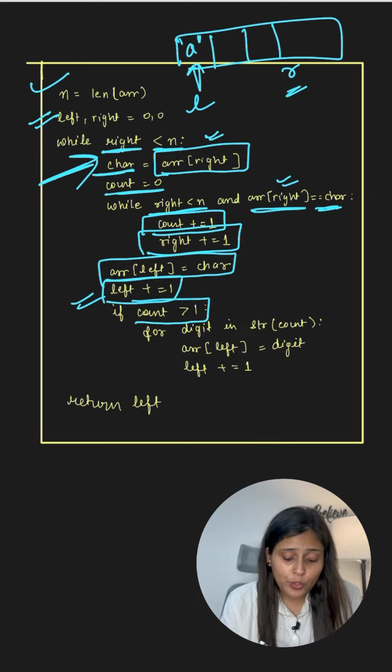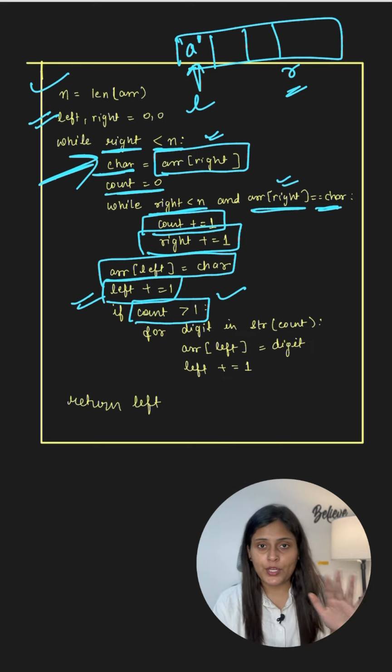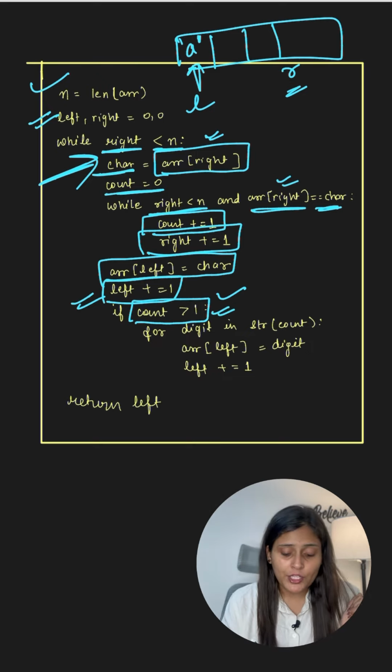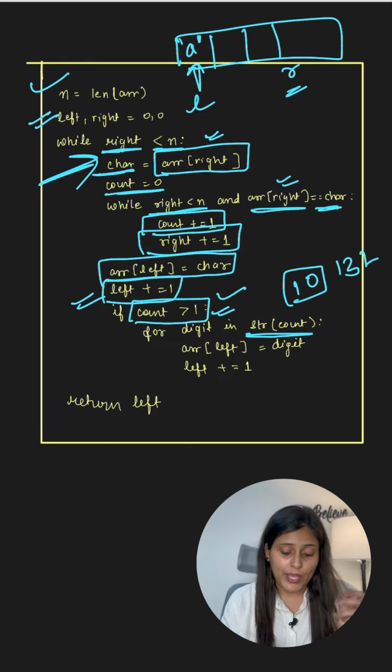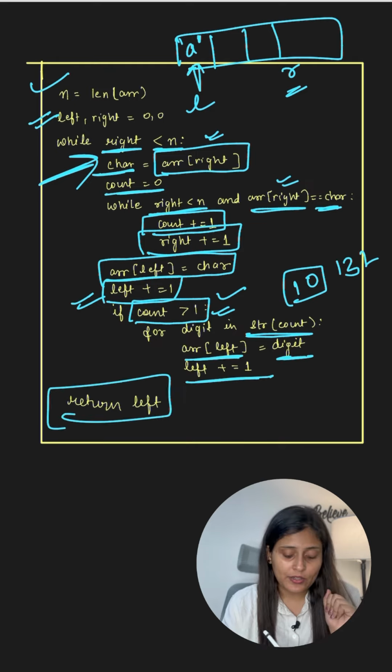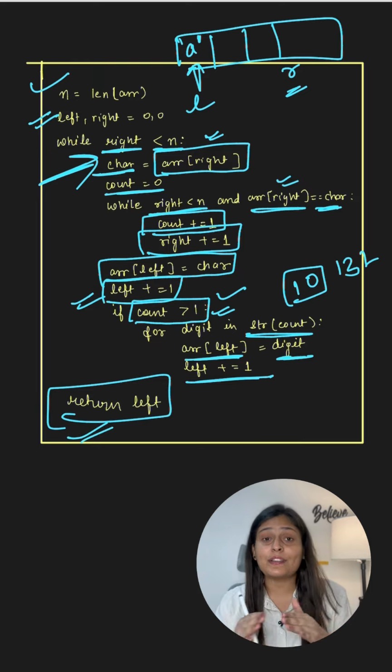Now your task is to put the count. You can simply check if it is greater than 1, because for 1 you don't need to keep it. If it is greater than 1, you will iterate over the count also. Why? It might be a 2 digit or 3 digit number also, right? So that's why you iterate over the count, and in your left variable you put each digit and increment the left, and at last whatever the left index will be is nothing but the length of the whole array.